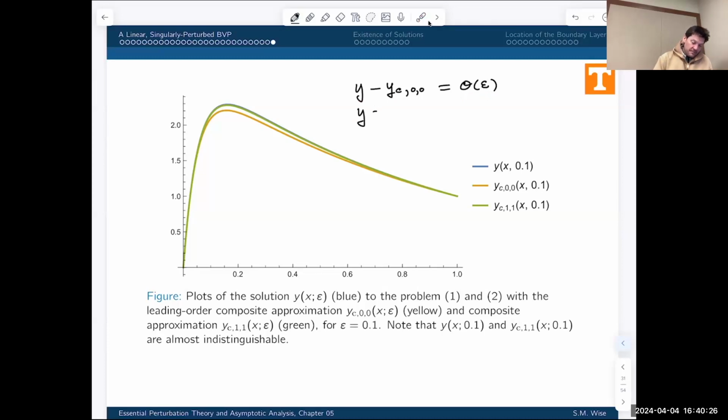And if I do this comparison, what do you suppose that O is? What's that big O of? Anyone want to guess? Yeah, it's just epsilon squared in this case. So you're basically capturing every term in the true solution with this uniform approximation of leading order and first order in epsilon, and the only things you're leaving out are the order epsilon squared terms. And so this difference is order epsilon squared.